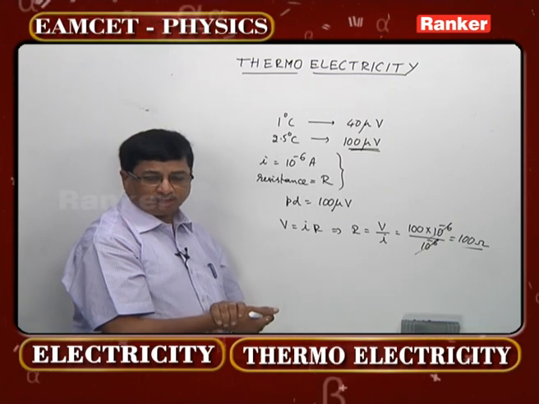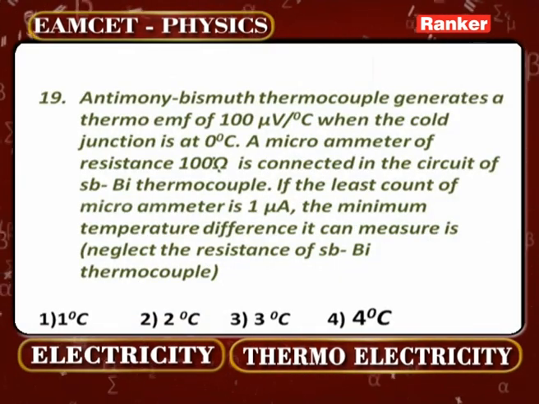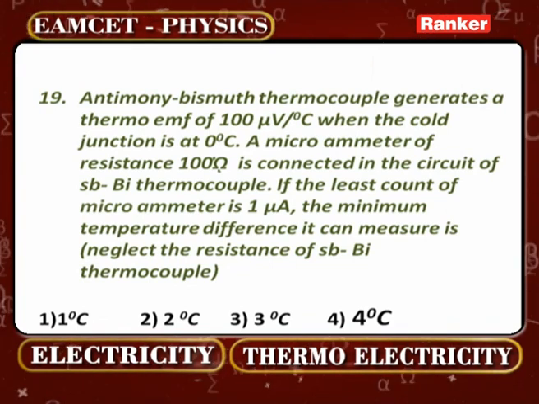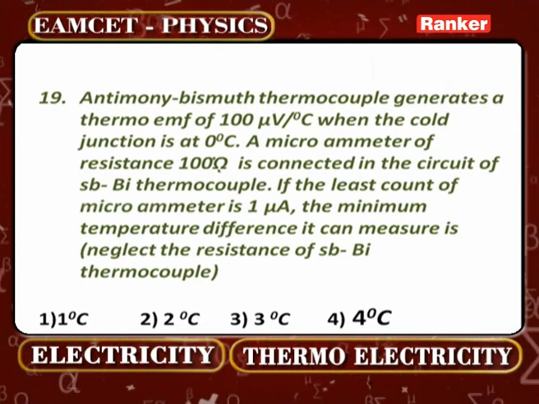Look at the next one, that is question number 19. Antimony bismuth thermocouple generates a thermo EMF of 100 microvolt per degree centigrade when the cold junction is at 0 degree centigrade.